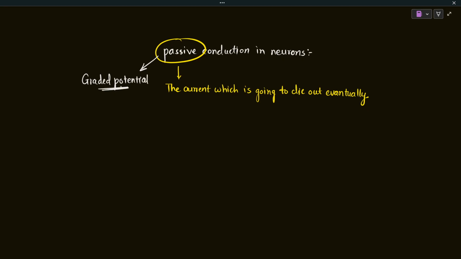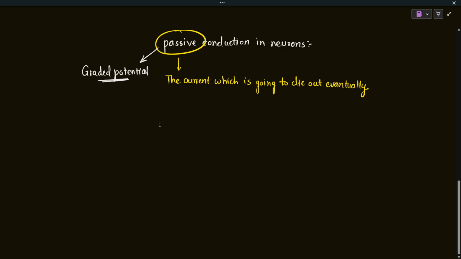Let's see what happens when the graded potential is generated, and why the current dies out. You must have learned in your high school physics lectures that whenever a current is generated across a wire, across any object, let's say across this wire, at this point the current is generated, and it is going to propagate across the wire. Once it travels, it eventually dies out at a certain distance.